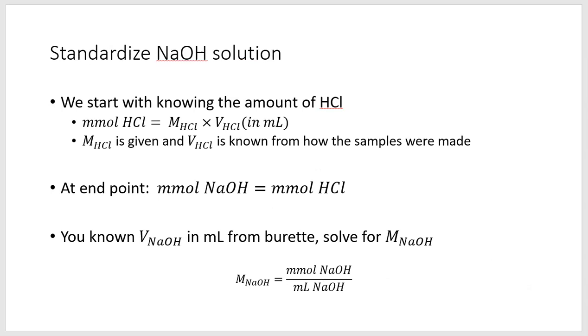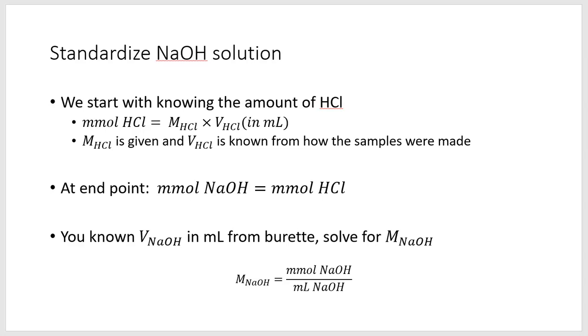So first off, we're going to standardize the sodium hydroxide solution. We start with knowing the amount of HCl, and one key thing is this is going to be the same number of millimoles for all three trials, because we use the same molarity HCl that's given in the description of the experiment, and we're going to use the same volume of HCl. So for all three of these trials for the standardization of NaOH, we're going to have the exact same millimoles of HCl. And therefore, we're also going to have the exact same millimoles of NaOH.